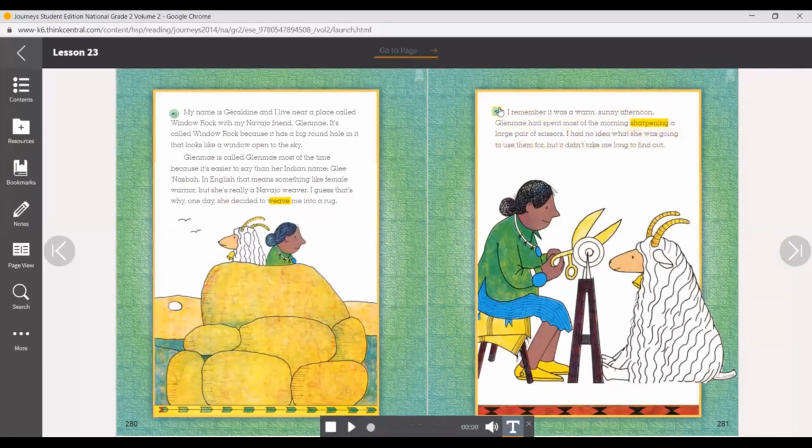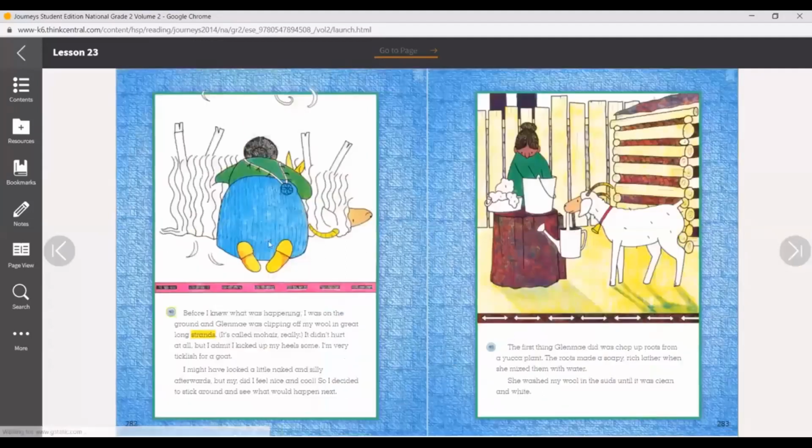Boys and girls, why do you think the author chooses to have Geraldine tell the story? Geraldine is a goat, so she will tell the story differently than a person would. This can make the story more interesting and funny for us as a listener or a reader.